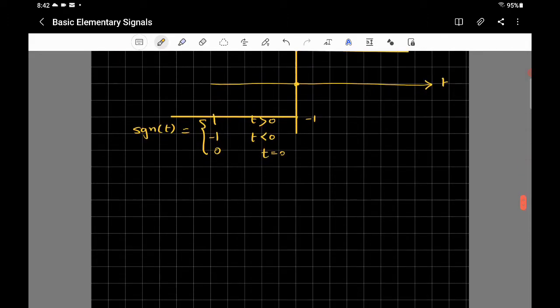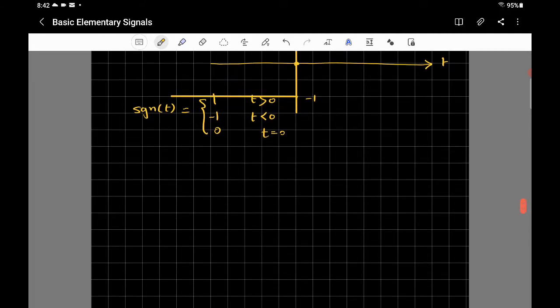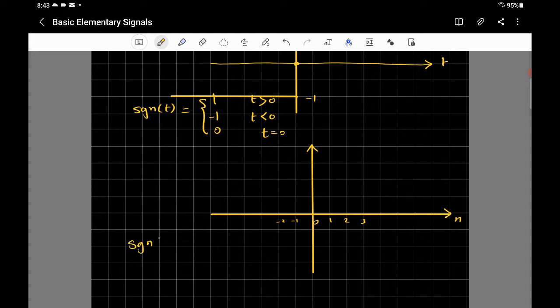Okay, how do you do that in a discrete time signal? That's the n axis, and the vertical axis at n equals 0. And you have 1, 2, 3, minus 1, minus 2, and so on. It's defined as sign of n, which is equal to 1 when n is greater than 0. So that's 1.